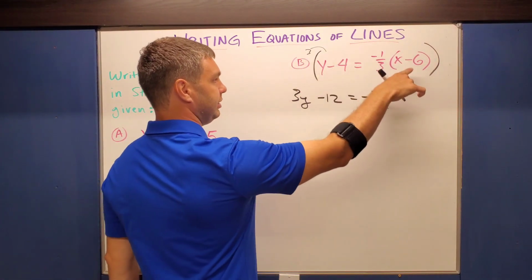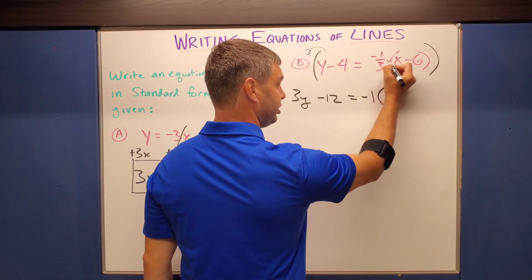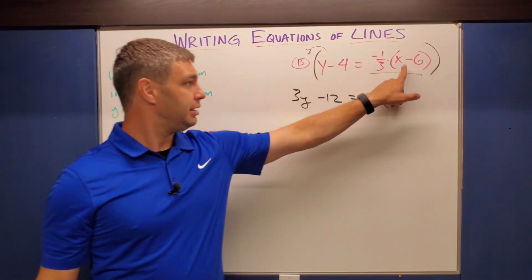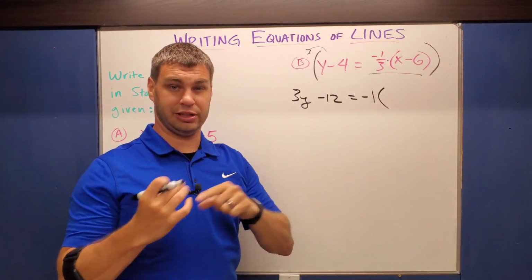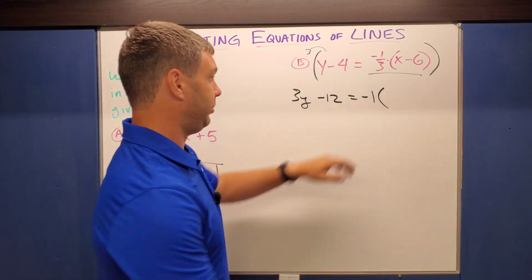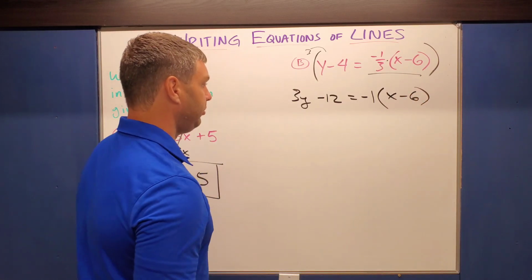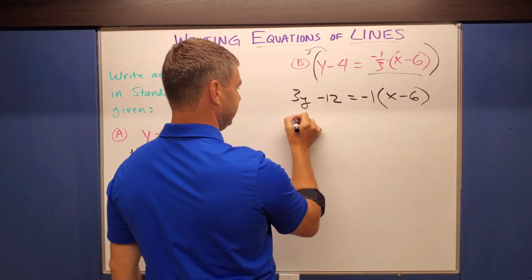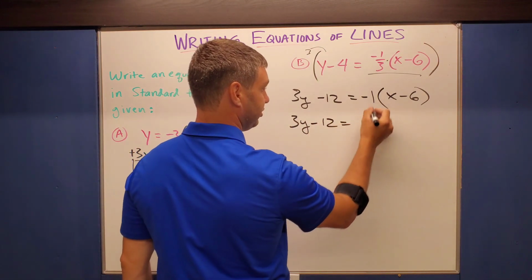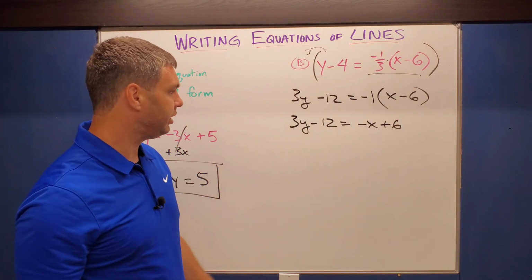And then 3 times this part, we actually don't do that because currently this is just one term, right? It's all being multiplied together. -1/3 times x minus 6 is one term. We can only multiply into each term inside of those parentheses. All right, so anyway, I'm going to leave this as x minus 6. Then I can simplify this a little bit. Let me do one more step here real quick for you. 3y minus 12 equals -x plus 6. Just distribute the -1 through.